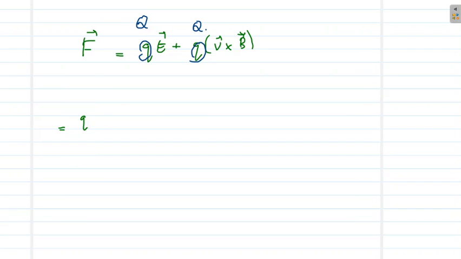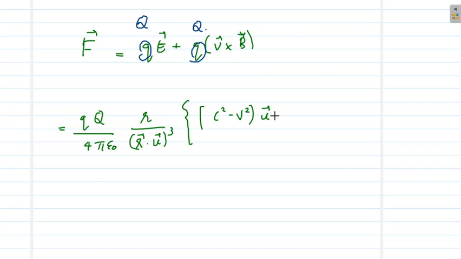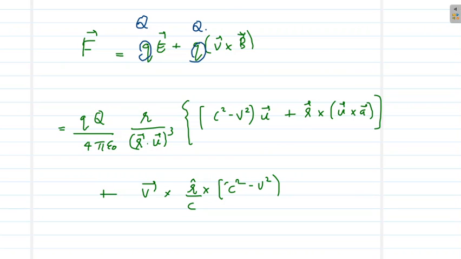So this is equal to q into capital Q divided by 4 pi epsilon 0 into (R minus R bar dot U bar) the whole cube, multiplied by (c square minus v square) into u bar plus r bar cross (u bar cross a bar). This term is the electric field multiplied by the charge of the test charge. Now let us write the equation corresponding to the magnetic field part. Here we have an additional v bar cross the magnetic field. Now what is the magnetic field? The magnetic field is r cap by c cross the electric field part, which is (c square minus v square) into u bar plus r bar into (u bar cross a bar).